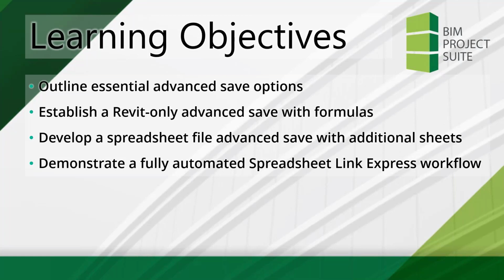And then we're going to be taking a look at a fully automated Spreadsheet Link Express workflow, and this is one where an end user doesn't have to see the UI of Spreadsheet Link really at all. All they have to do is say, run some settings and go. And in fact, one of the earlier examples, we're going to use in that fully automated Spreadsheet Link Express workflow and take a look at how that can work.